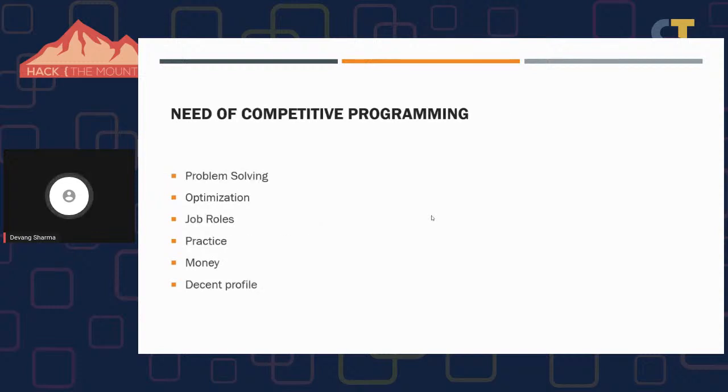So let's discuss some of the needs of competitive programming now. Okay, why do we need competitive programming? What is the need of competitive programming? Why are people so much into it? There's a hype for competitive programming.